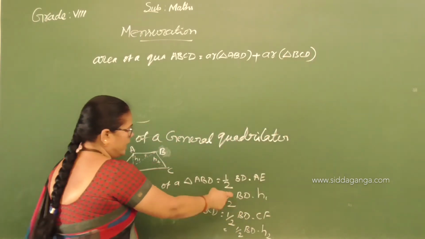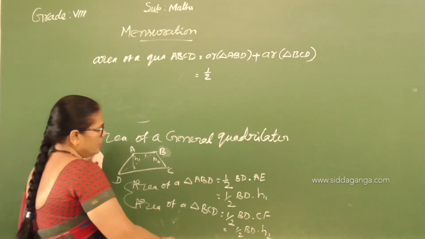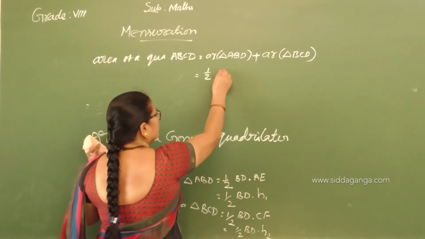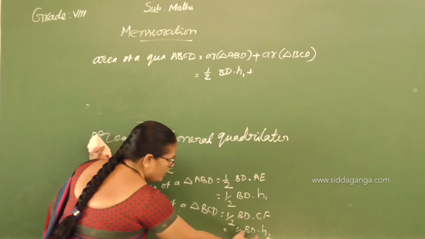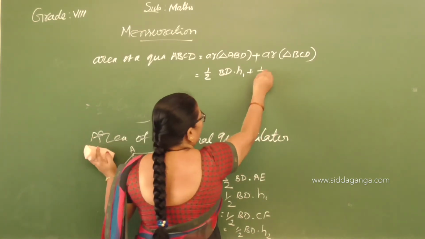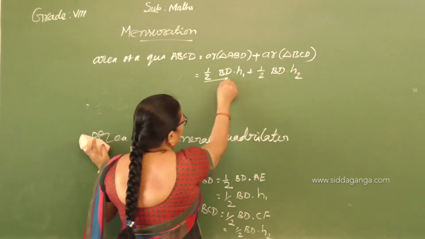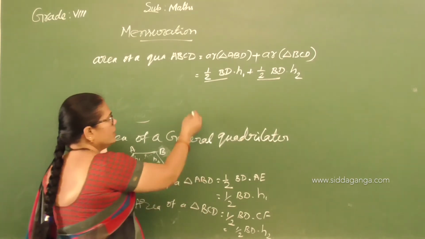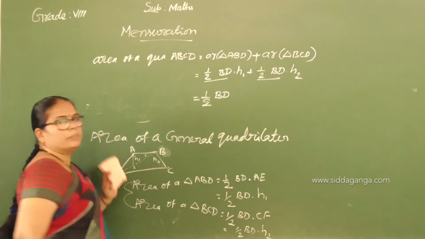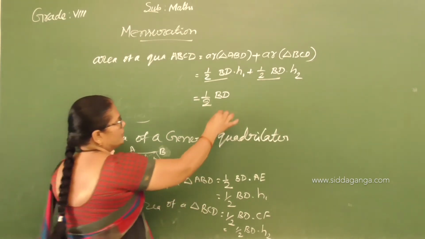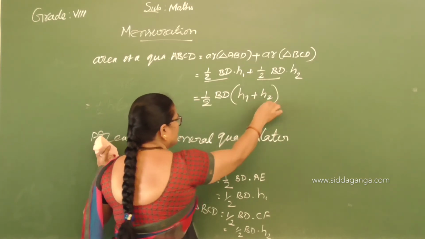Adding these two areas, that will be equal to half into BD into H1 plus half into BD into H2. Here half of BD is common. We take 1 by 2 BD as common, remaining H1 plus H2.